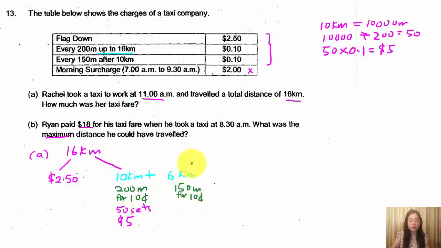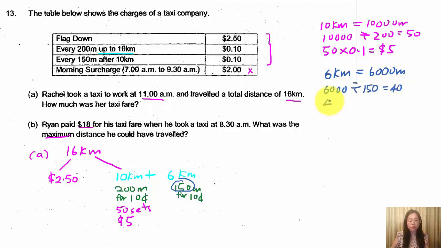So we have to do the same thing for the 6 kilometers now. 6 kilometers is equal to 6,000 meters. So 6,000 divided by 150 here is equal to 40.